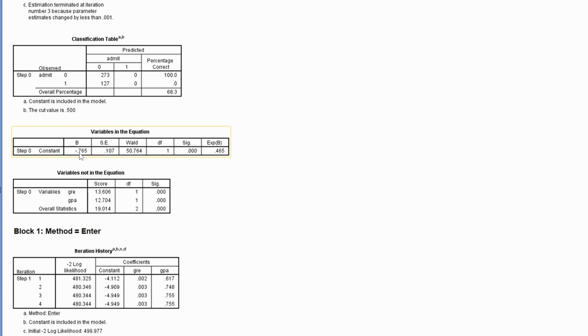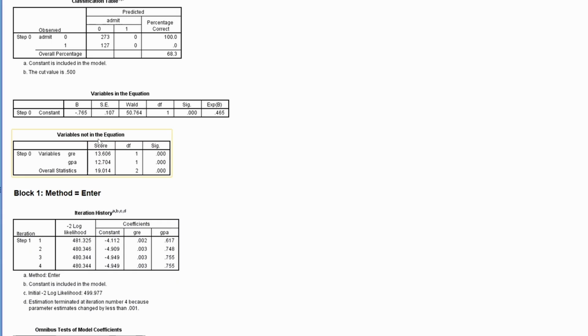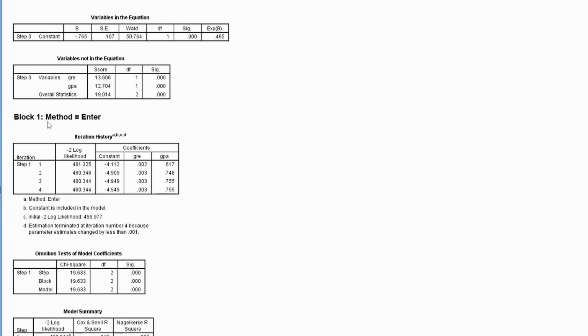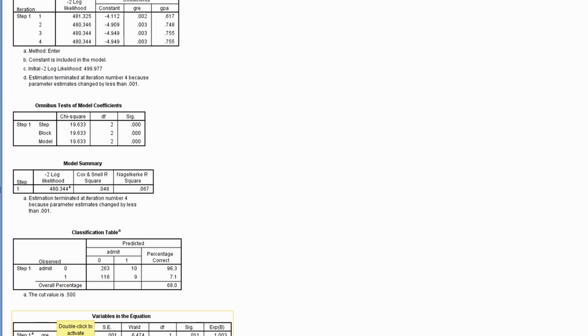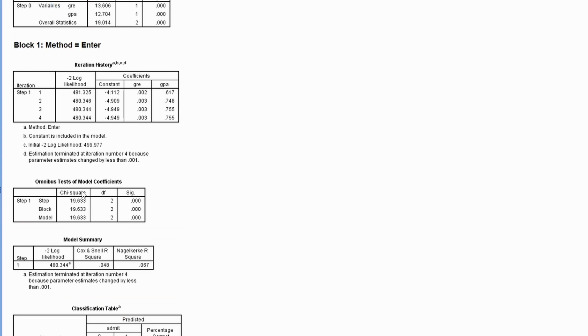And this is basically the model with the constant only, as we know there are no predictors in the model. And this is the variables not in the equation table. So basically, assuming that you put these variables into the model, how does it look? Both p-values are smaller than 0.05. It means that probably we need to put these two predictors into the model. So this is where block 1 came from. Block 1 basically puts the two predictors into the model.